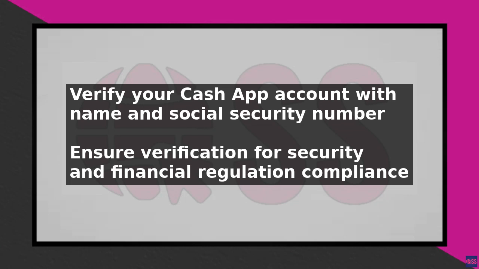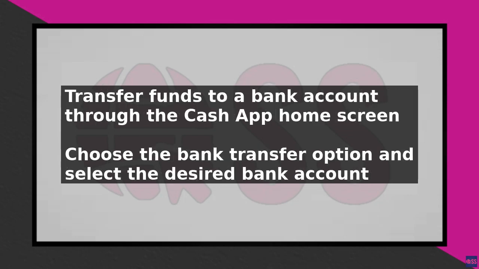One method is to transfer your funds to a bank account. To do this, go to the Cash App home screen, tap the Balance tab, and then select Cash Out. Choose the bank transfer option and select the bank account you want to transfer the funds to. It may take 1 to 3 business days for the transfer to complete, depending on your bank's processing time.